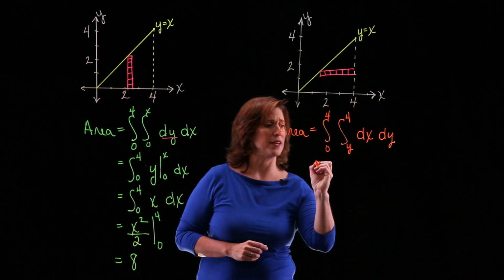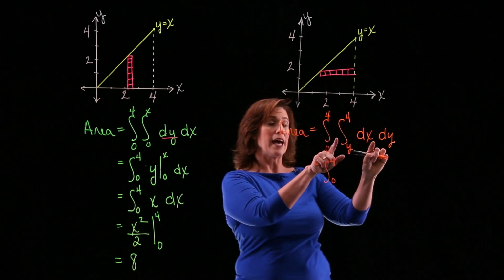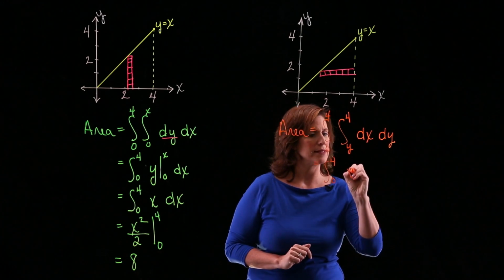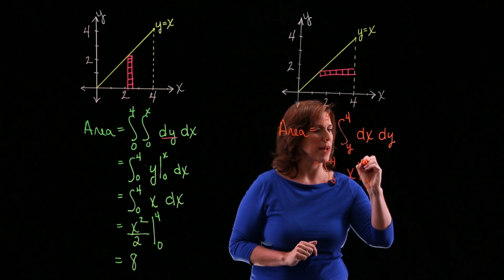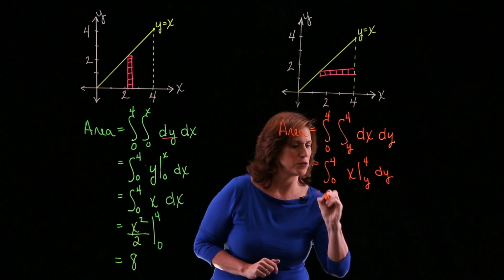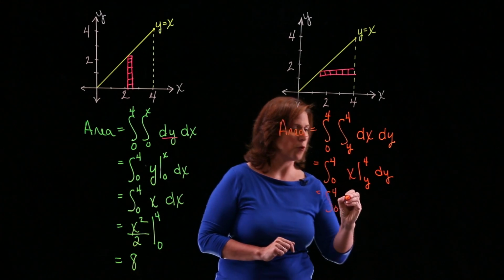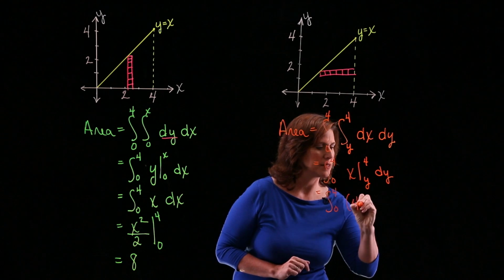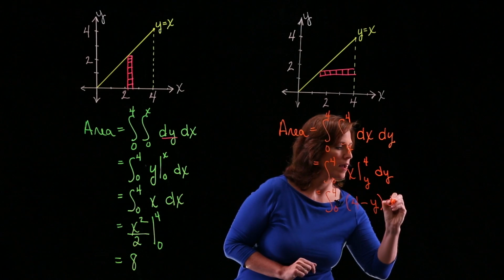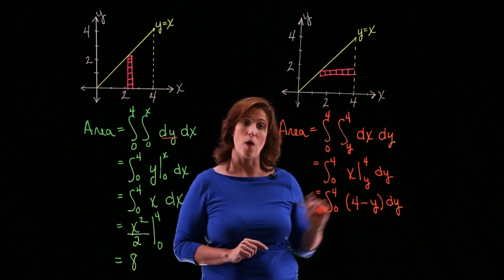Now I'm actually ready to do the integration. So I'll integrate from 0 to 4. The inside piece, the integral of dx, is just going to be x. So this will be x evaluated from y to 4 dy. So I've got the integral from 0 to 4. Plugging in the upper limit, I'm going to have a 4. And subtracting the lower limit, I'll plug the lower limit in and I get y. So I now have the integral from 0 to 4 of 4 minus y dy.